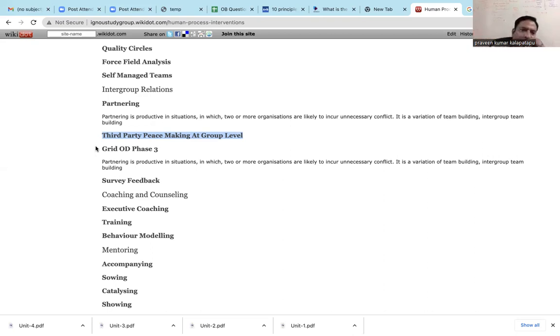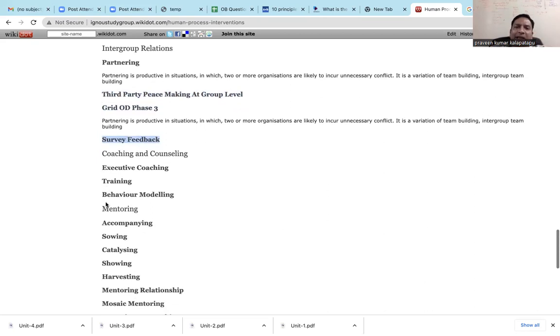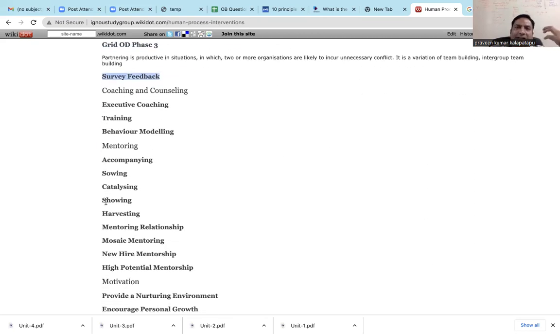So now comes Grid OD phase 3. Grid OD phase 3 talks about intergroup related aspects, hence phase 3 is here. Okay, so now survey feedback. Survey feedback is another mechanism to solve intergroup related parts. Survey feedback, I am not going to explain it again. It is the same intervention applied at an intergroup level.